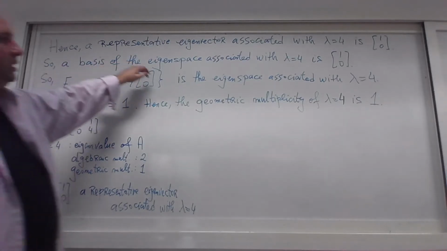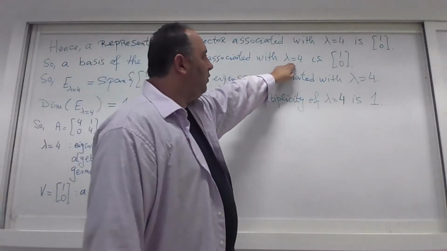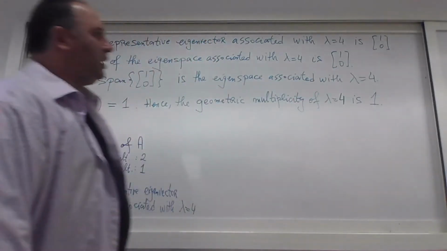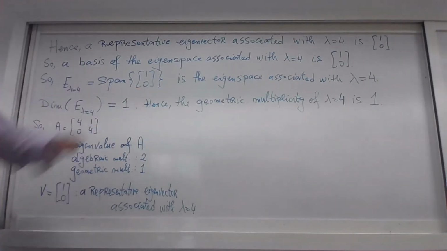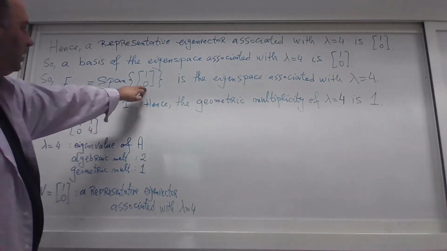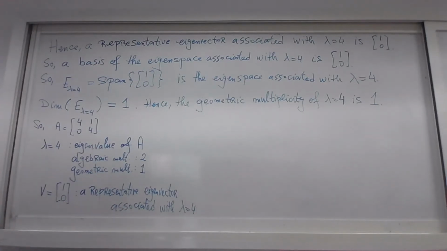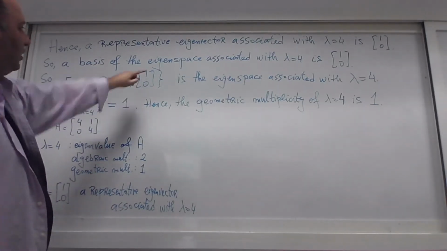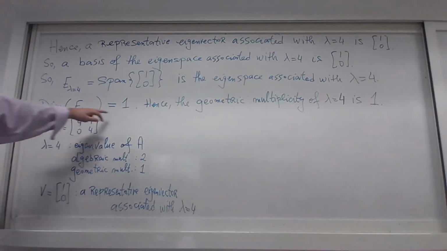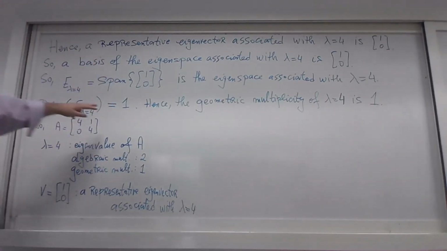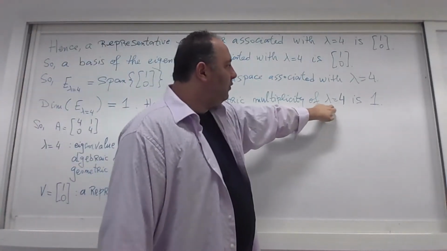So a basis for the eigenspace associated with eigenvalue 4 will be this vector here. He is the basis for the eigenspace. So the eigenspace of eigenvalue 4 is just the span of the eigenvector (1, 0). Eigenspace is just the span of the eigenvector. Obviously here live any scalar multiple of (1, 0), and all of them except the vector (0, 0), all other non-zero vectors, are eigenvectors. And you see the dimension of this eigenspace is 1. That means the geometric multiplicity of eigenvalue 4 is 1.